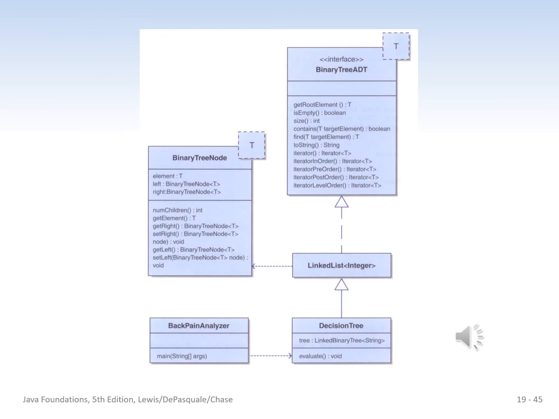Here is a UML diagram showing the relationship between the various classes and interfaces in this project. The bulk of the work that you're going to do to complete the decision tree project will be done in the linked binary tree class file.